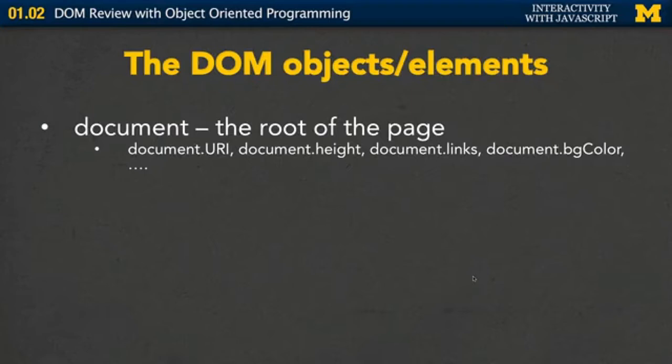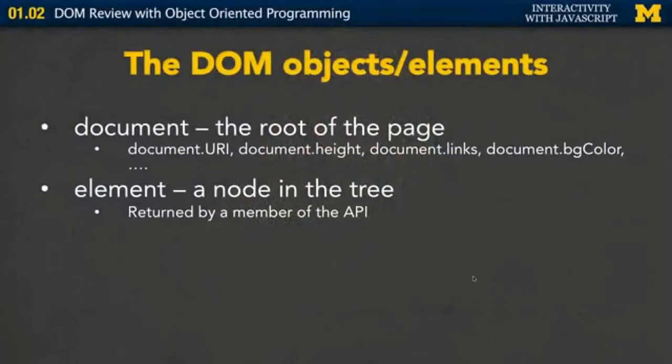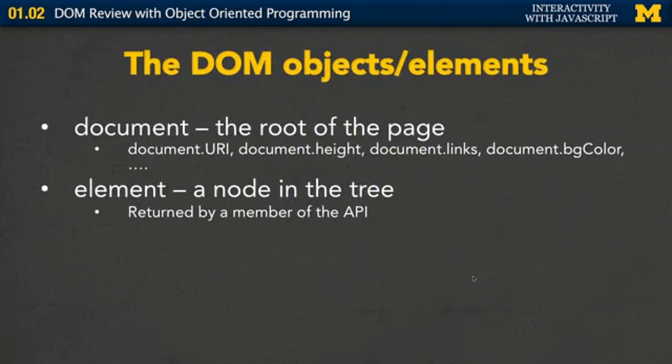So let's talk about some of these DOM objects, or elements as we call them. The first one, kind of the root of your entire page, is the document. If you wanted to, you could find out what the document URL is, what the height of the document is, all the different links that are in the document, the background color. If there's an attribute that you've used to style your page, you can find it using JavaScript and the API. The next concept we talk about is an element, or a node in the tree. If you remember, I drew that you can have the body, and inside the body you can have divs, paragraphs, links, list items. Each one of those is a node in the tree, and you can find it using the API.